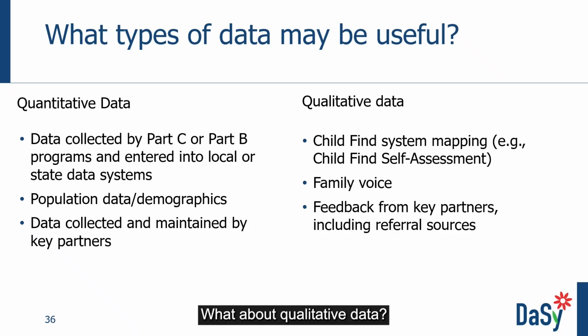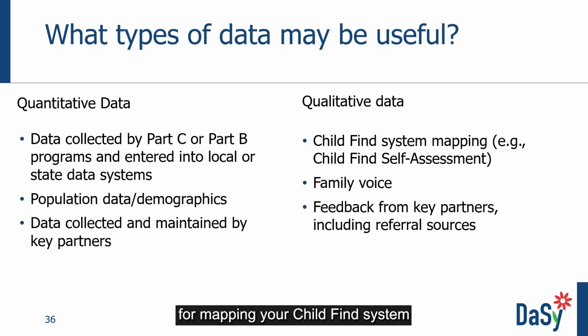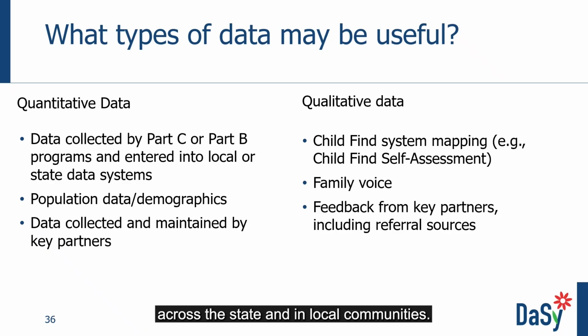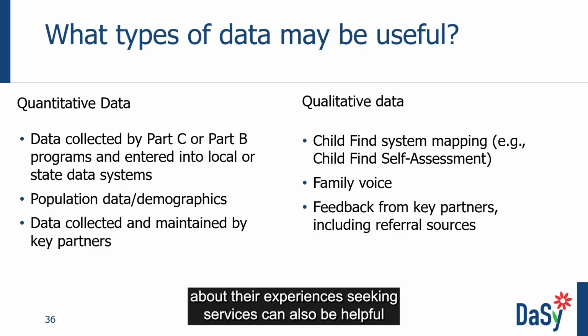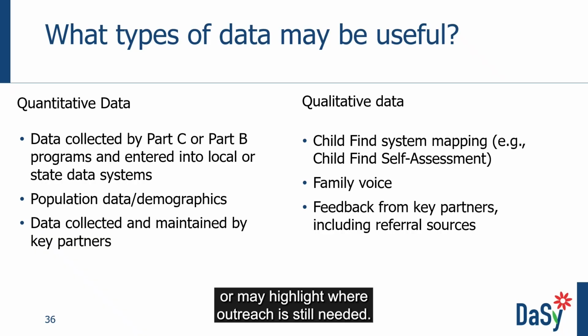What about qualitative data? Using a tool like the Child Find Self-Assessment for mapping your Child Find system can be helpful for understanding how your key collaborative partners support Child Find activities across the state and in local communities. Hearing from families about their experiences seeking services can also be helpful for understanding where breakdowns may be happening. Feedback from key partners, including referral sources, can also shed light on some of those practices, policies, and structures that may need clarification or updating, or may highlight where outreach is still needed.